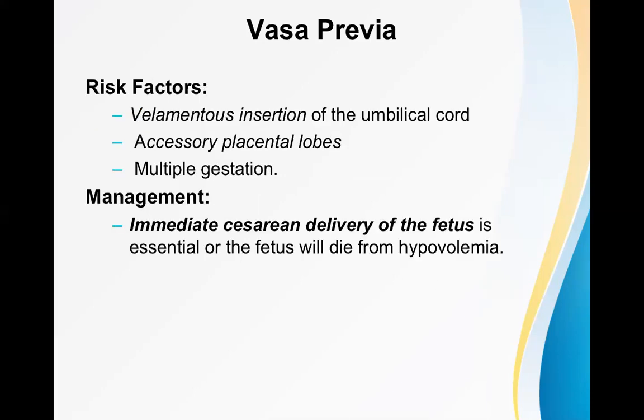Now, some of the risk factors for Vasa previa: filamentous insertion of the umbilical cord. Every student knows that now. Accessory placental lobe, which is called succenturiate lobe of the placenta, and multiple gestation. There may be more than one placenta sometimes in a multiple gestation. It depends on what type of multiple gestation we are talking about. So that is a risk factor.